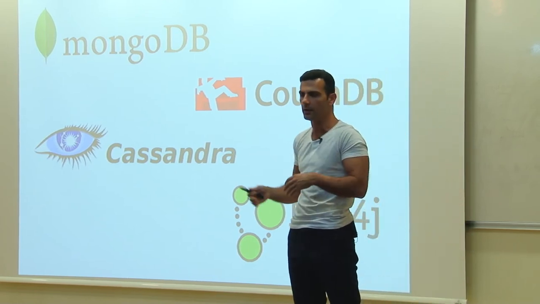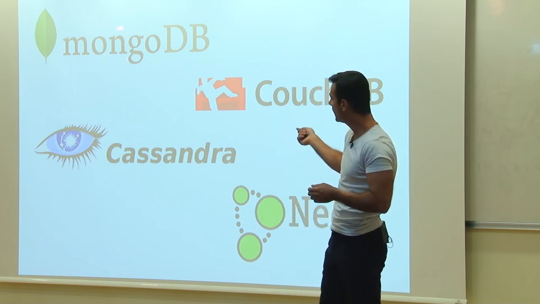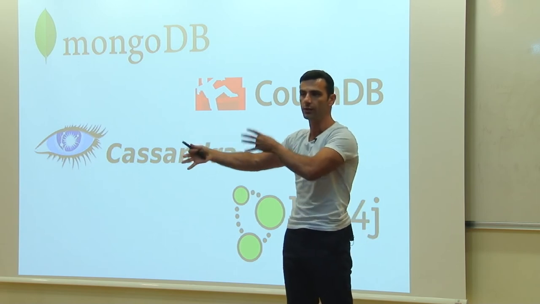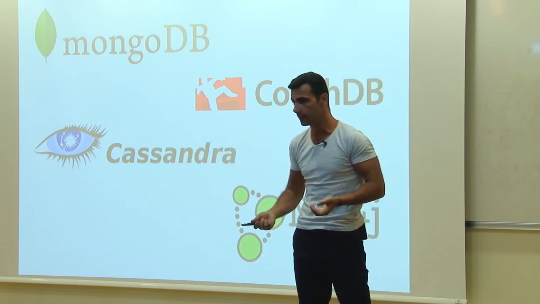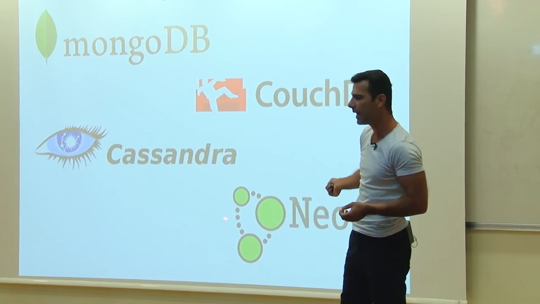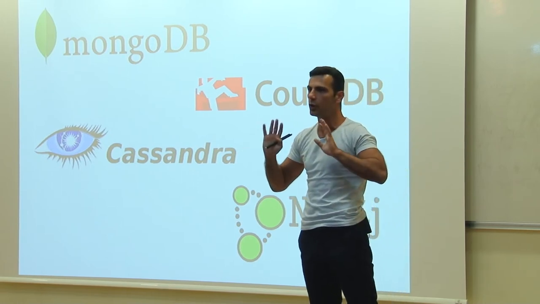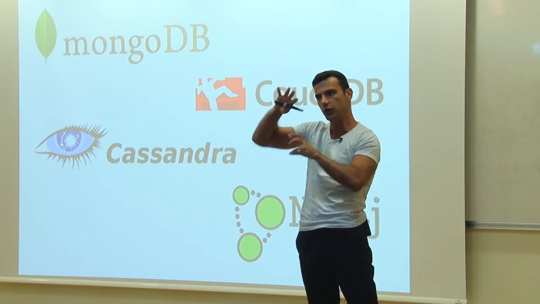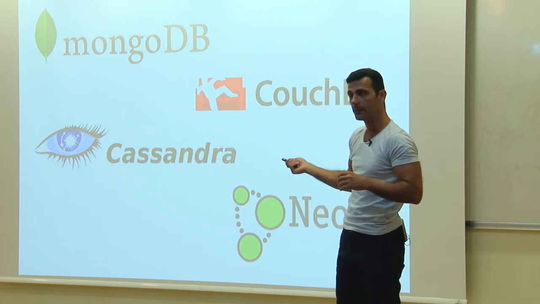BSON, it stores it in binary, but no one cares. It's JSON. It's a database that knows how to store JSON documents. There are databases that know how to store XML documents. There are databases that know how to store data as graphs, directed graphs, right? So storing data as tables is not the only way to do it. You can structure your data in different ways, and different databases do that.